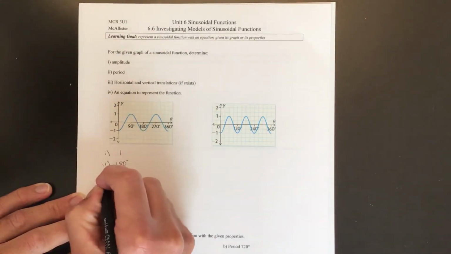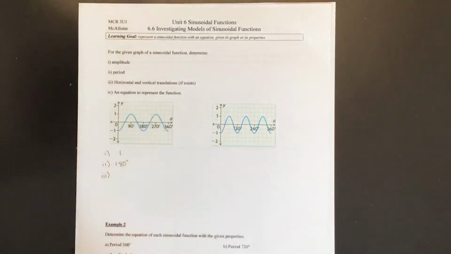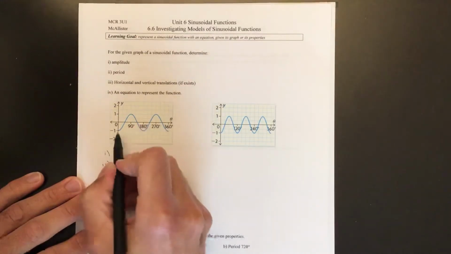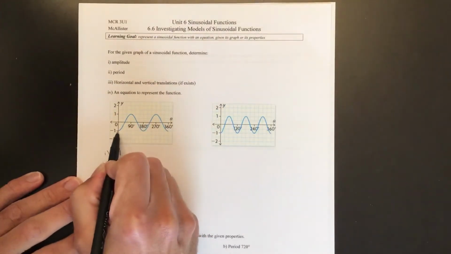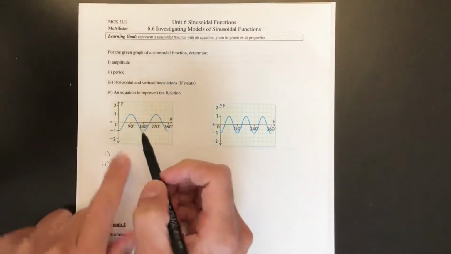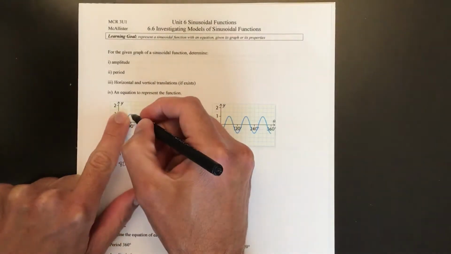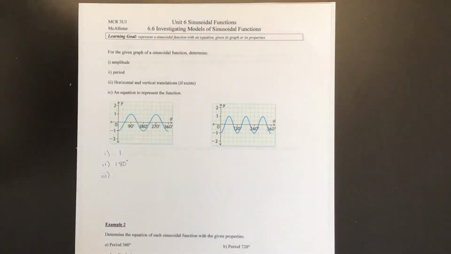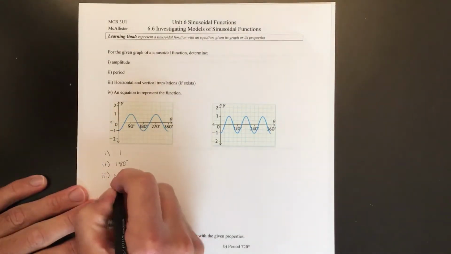Now, when we talk about horizontal translations or phase shifts, we want to start our graph at the y-axis. It's very important that we start at the y-axis. So if I start here at the y-axis, my graph actually begins right there. Because my graph is starting at the y-axis, there's no phase shift. The phase shift would occur if my graph didn't start here. Let's say my graph started at 90. Then I have a phase shift, because the phase shift is just the distance away from the y-axis.